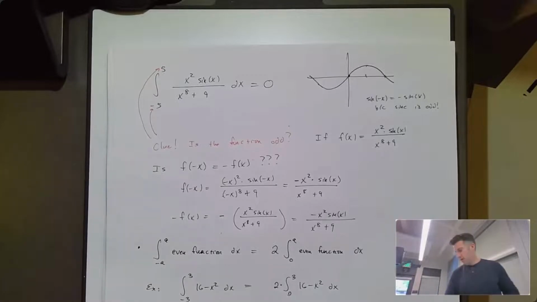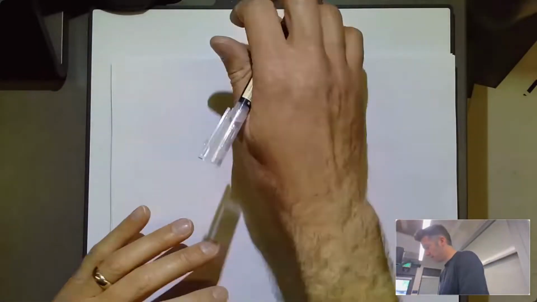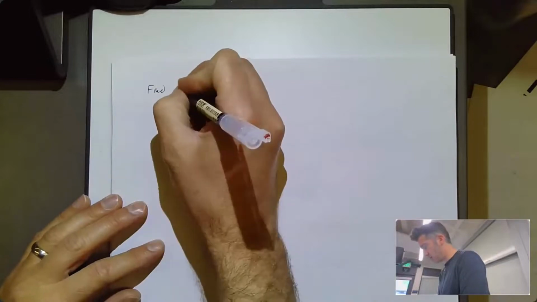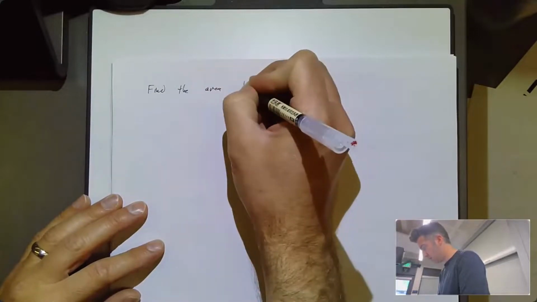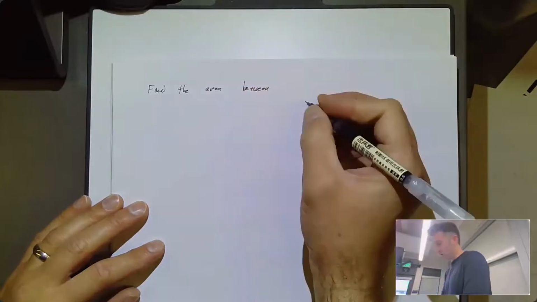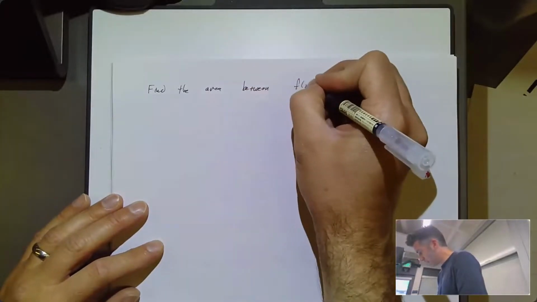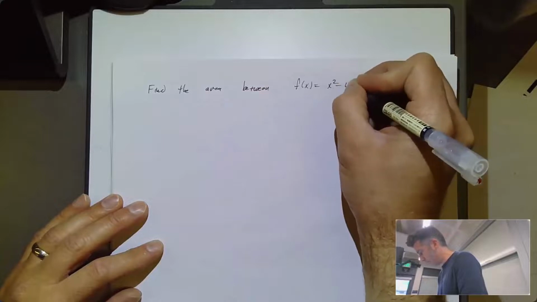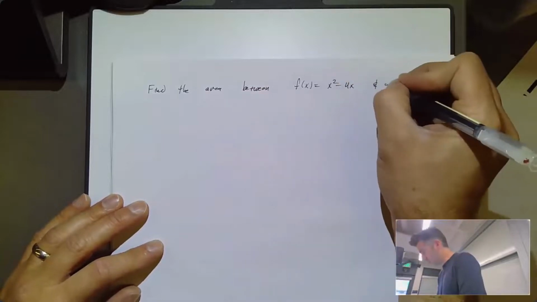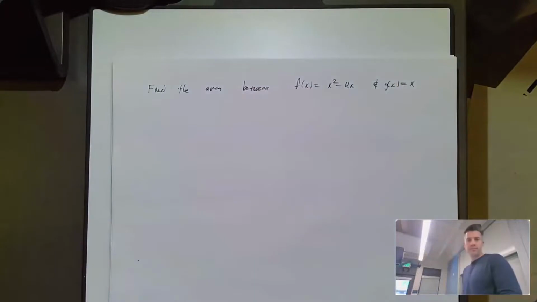Okay. Let me do one more definite integral and then we'll do some trig functions. So another thing that we often do with definite integrals, and we did, I think, one of these last time, is when we find the area between two curves. So I want to find the area between, say, f of x equal to x squared minus 4x and g of x equal to x.